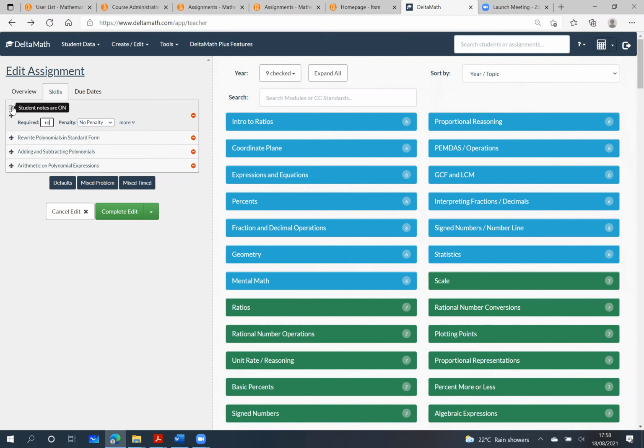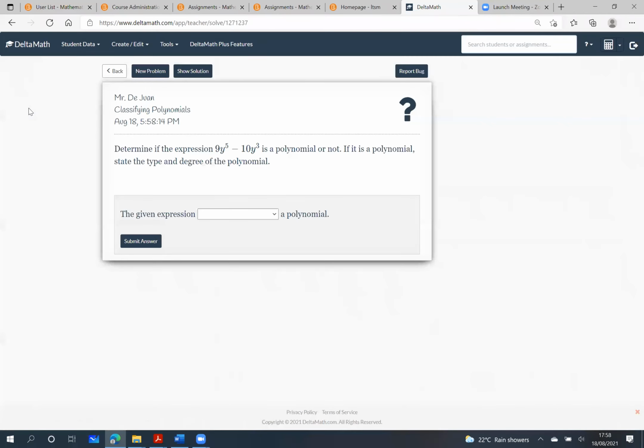So, starting with the first one, classifying polynomials. Remember, this is all about whether or not you understand that there are three rules that do not make a polynomial a polynomial. One, we cannot have a variable as the exponent. Number two, we cannot have a negative exponent, meaning a negative number.